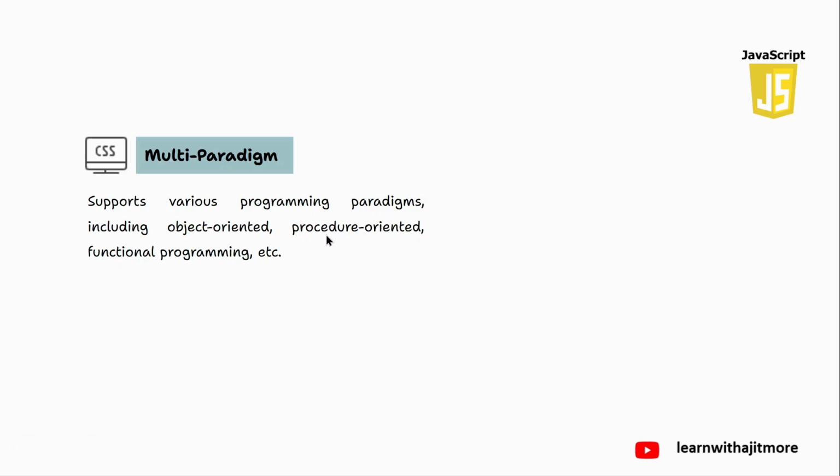Many think that procedure-oriented and functional are the same. No, guys. Functional is something different. We'll come to it, don't worry. When we learn about arrow functions and lambda functions and all, I'll tell you about functional programming. Then dynamically typed. This is also a very important feature.